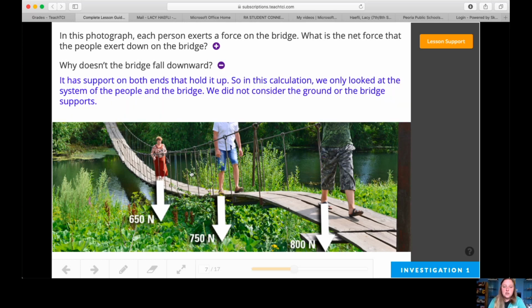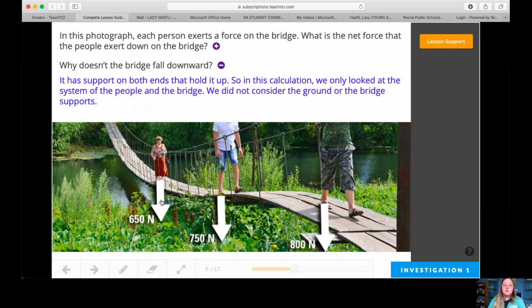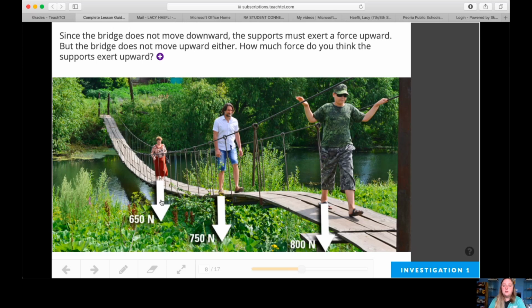Well, the answer to that is that the bridge has supports on both ends, so we can see here that it has supports there. So in this calculation, we're only looking at one part of the system. It's the people and the bridge. We did not consider the ground or the bridge supports in that equation. So since the bridge does not move downward, the supports must exert a force upward. But the bridge doesn't move upward either.